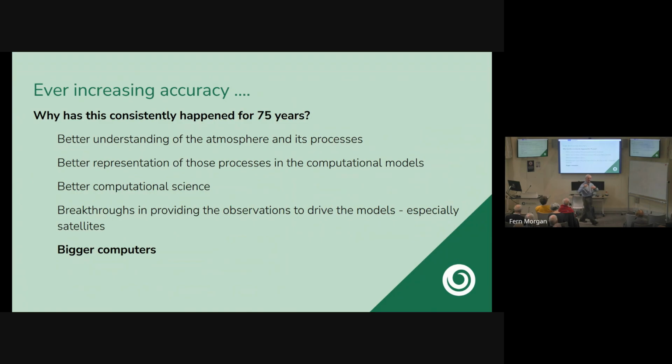So why? How has all this science led to these better weather forecasts? Well, here are some of the reasons. You would like to think that better understanding of the atmosphere and its processes is the most important thing. All these people working for 75 years. Better representation of these processes in the computational models. These are the components of the models. Yeah, that's very important. Better computational science, in other words, better algorithms for turning the model into something that runs on a computer. Yeah, that's still important. Better observations to drive the models. More observations. Yeah, that's also important.